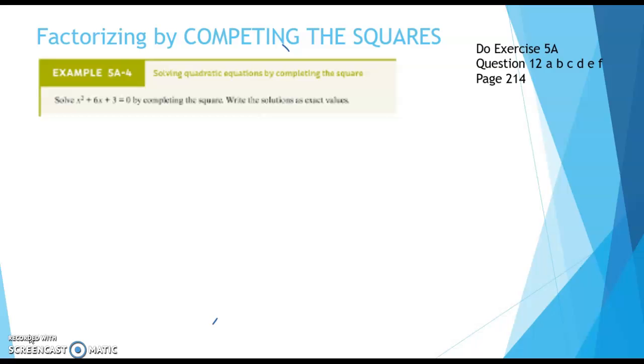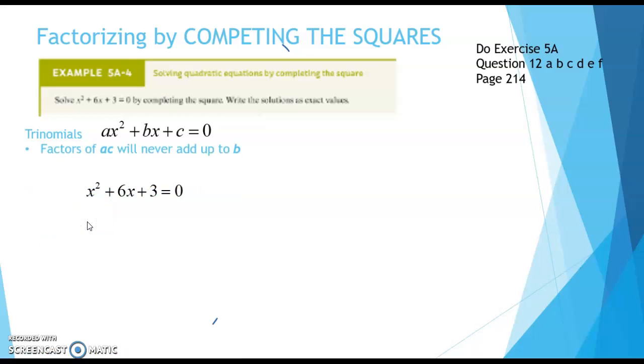Welcome to the second part of this lesson, and that is the last part where we are going to be completing the squares. And the situation occurs that sometimes when we look at the trinomial in the form of ax squared plus bx plus c, and we look at the a and the c, that's the 1 times 3. So the factors of 1 times 3 that add up to 6. I don't think so. So here's where completing the square is the only option.